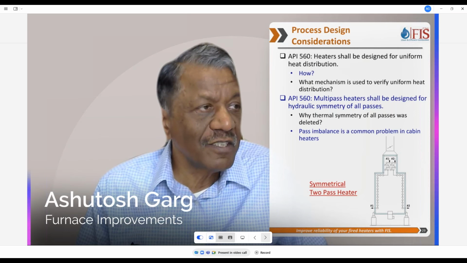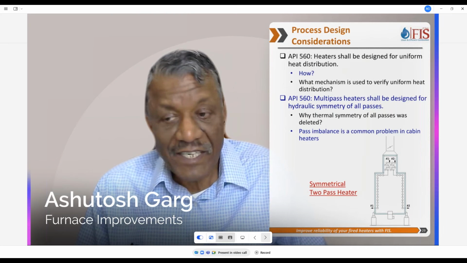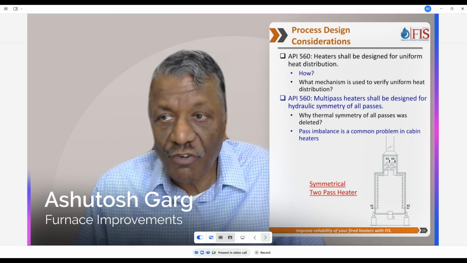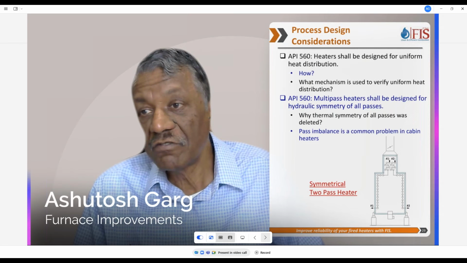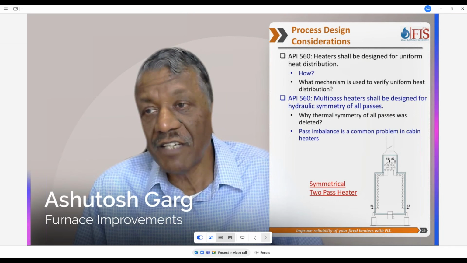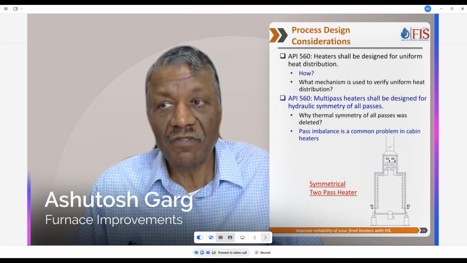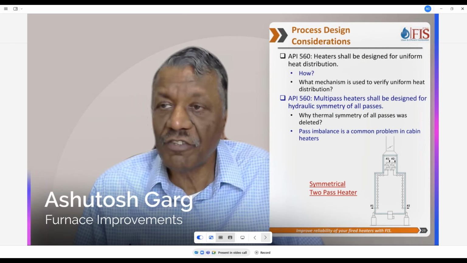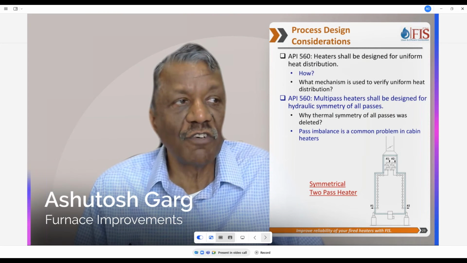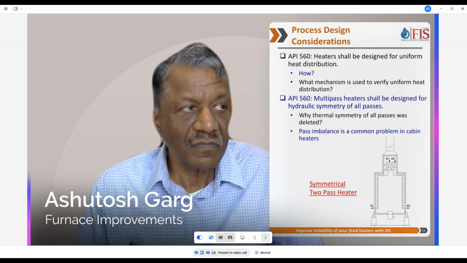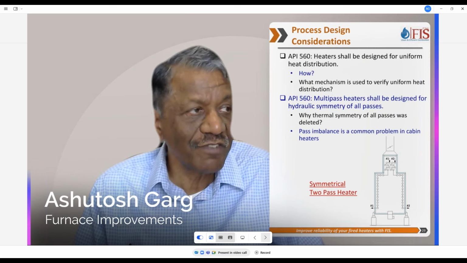And one of the main issues which it states, it talks about heaters shall be designed for uniform heat transfer. But it does not talk about how. How will you ensure that we are having uniform heat transfer? That's a big gap. I've been a vendor, nobody talks about, are we making sure that there is going to be uniform heat transfer? And what mechanism are we using for verifying uniform heat transfer?